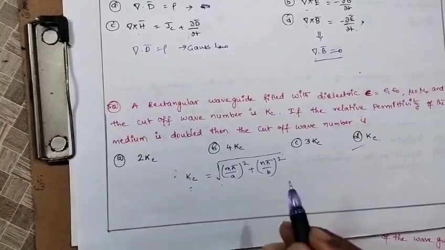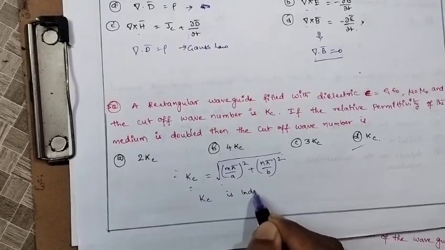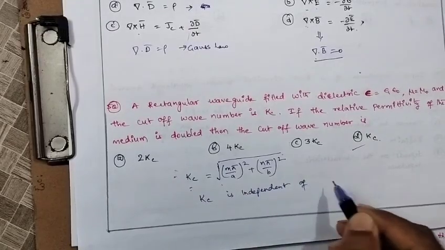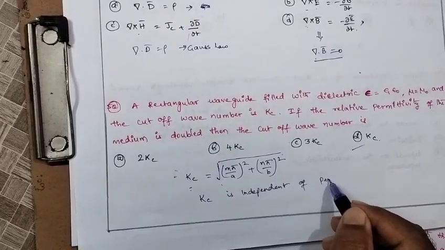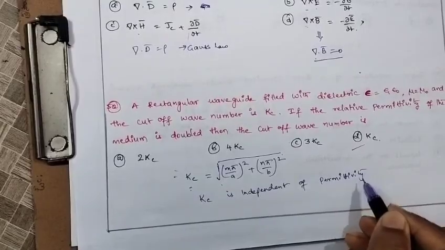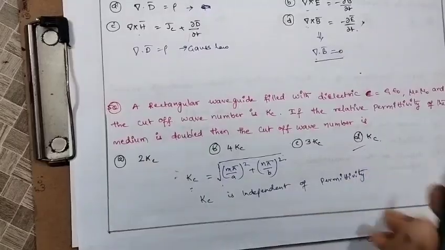So if the permittivity is doubled, the cutoff wave number won't be changed. Cutoff wave number is independent of permittivity. Okay. So the correct answer is, even though the permittivity changes, cutoff wave number won't be changed. The correct option is Kc.